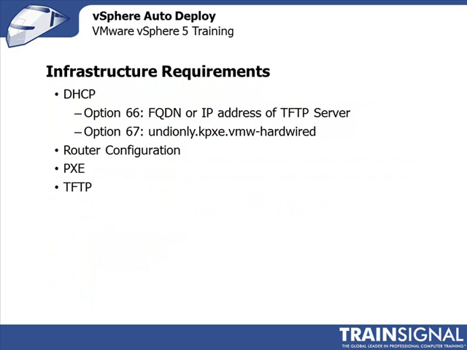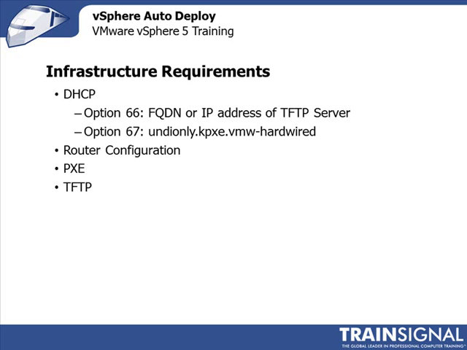Infrastructure requirements. What are we going to need to make this work? Well, we're going to need DHCP. In our case, I'm using Windows Server 2008 DHCP and DNS. We're going to need two options on DHCP, 66 and 67. I talked about those briefly. Again, 66 is a fully qualified domain name or IP address of the TFTP server. And for option 67, we're putting in this value. This is the name of the gPXE config file that we need the TFTP server to direct the host to. So you want to make note of this because that's what you want to put in that value if you're going to follow along with the exercises.